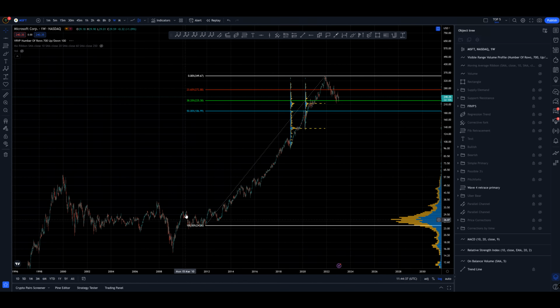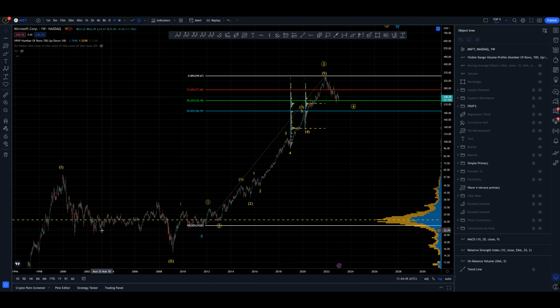Okay, and I've got this as 1 and 2, 1 and 2, 1 and 2, 1 and 2, 3 and 4, 3 and 4, 3 and 4, if I just show you the simple count. So I think we're in this primary 4. Now it could be cycle 4 to go with this cycle 2.